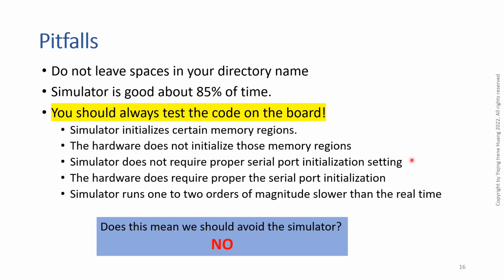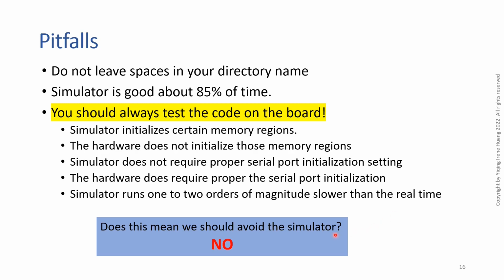And the simulator usually does not require certain hardware initialization, for example, the serial port. If you don't initialize it with the proper baud rate or stuff like that, the simulator will still let you output stuff through simulated UARTs, but the actual hardware will not allow you to do that. And finally, the simulator runs one or two orders of magnitude slower than real time. It doesn't really matter to us that much most of the time, but once we start to do timing related things, you will start to appreciate the speed of the actual hardware.